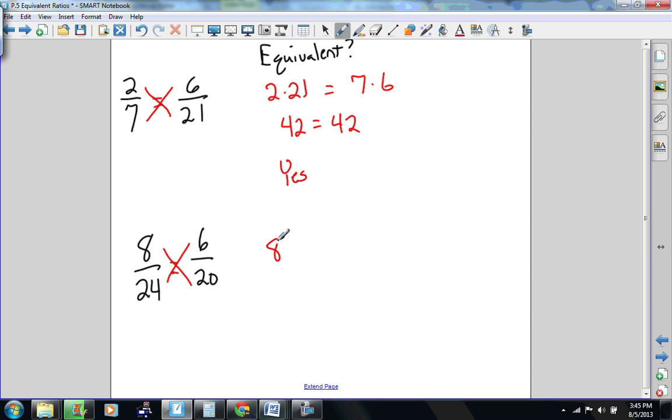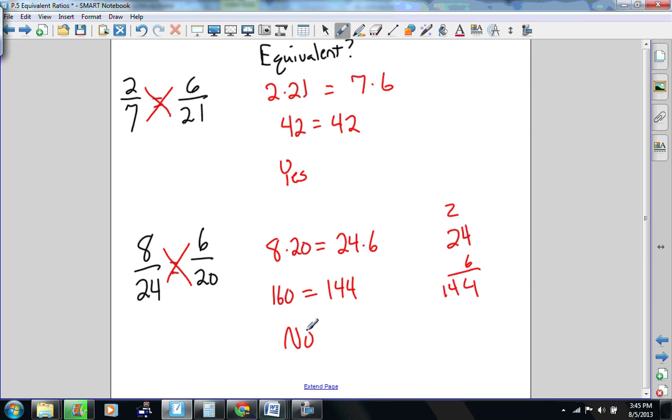So we do 8 times 20 is equal to 24 times 6. 8 times 2 is 16 with a 0 behind it, so 160. 24 times 6, we can do this. So that's 4, 2, and 144. These are not equal to each other, so these fractions are not equivalent. So no.